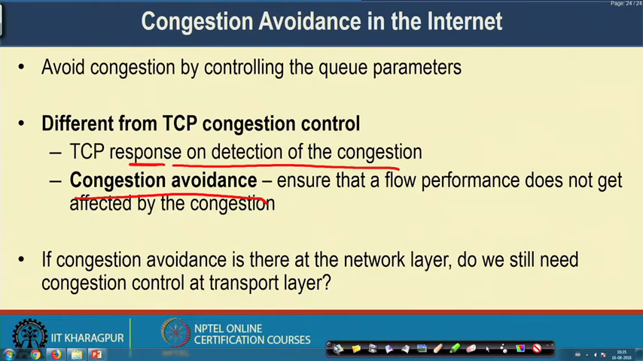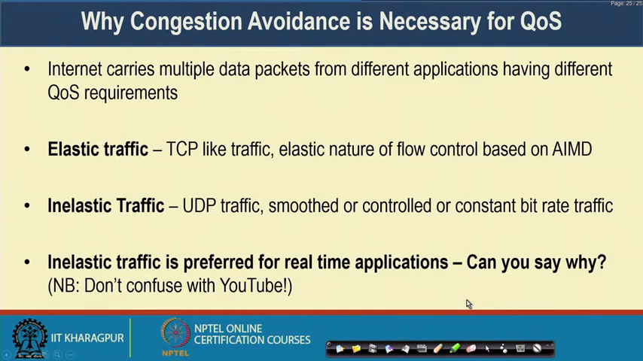Now, let us see how we avoid congestion in the internet. So, that is another problem, why congestion avoidance is necessary for quality of service. The internet carries multiple data packets from different applications having different quality of service requirements, and broadly we have two different classes of traffic. We call them elastic traffic and inelastic traffic.